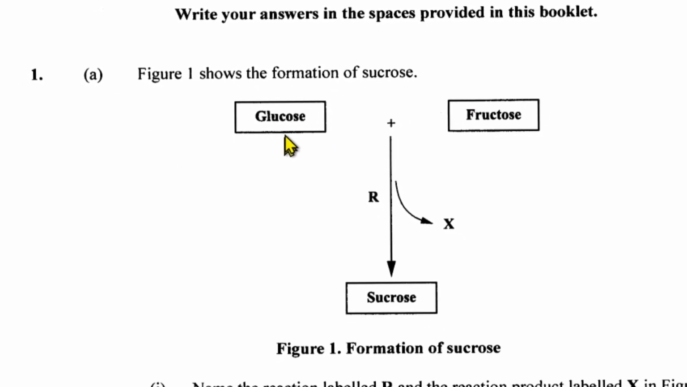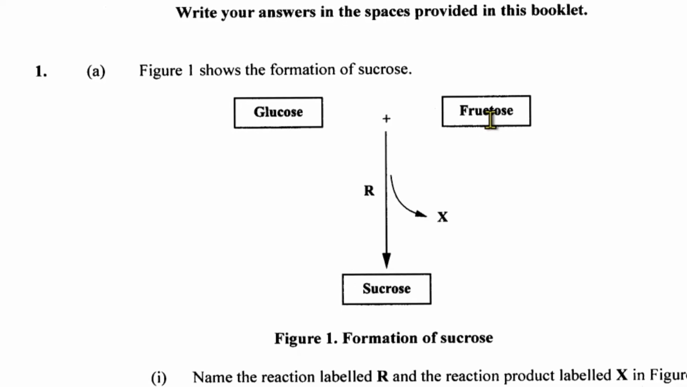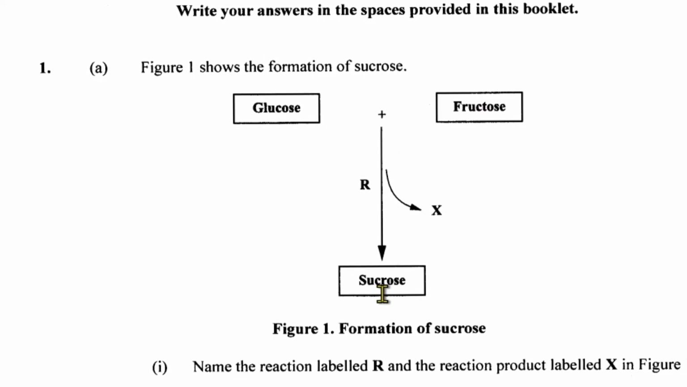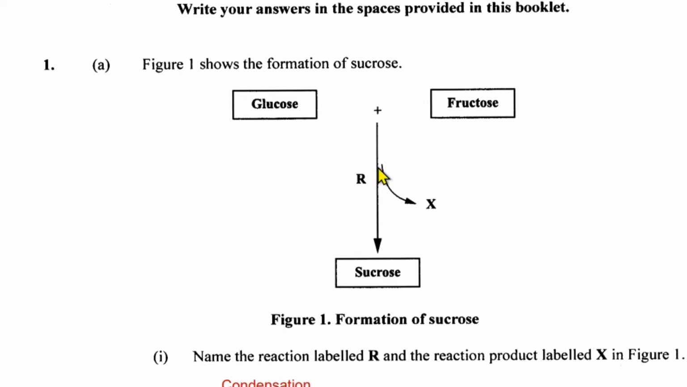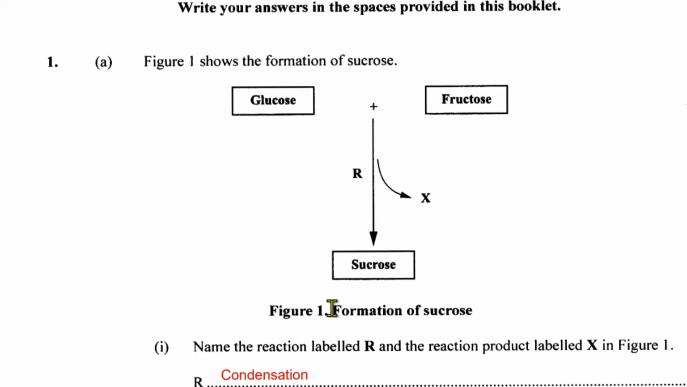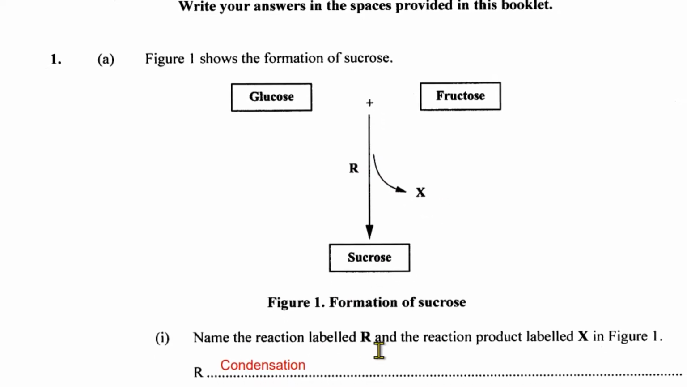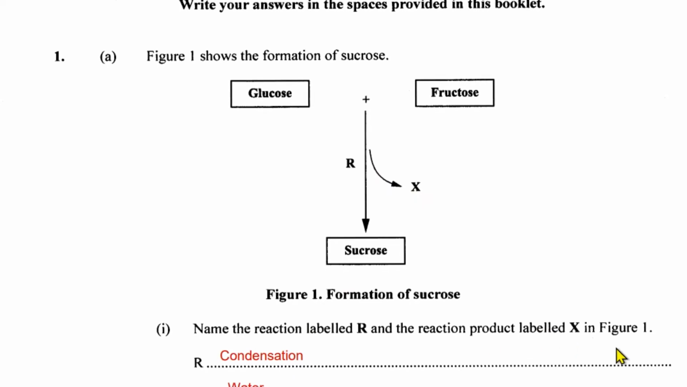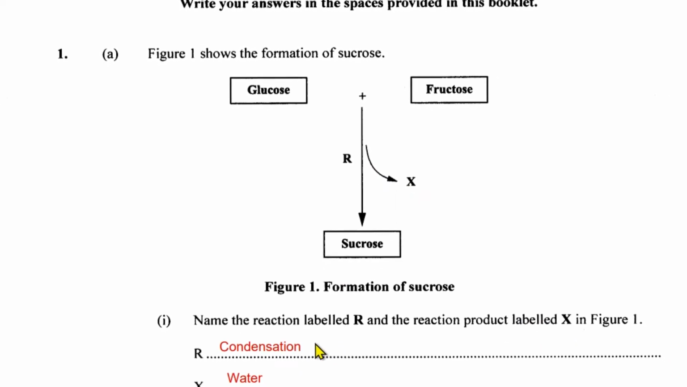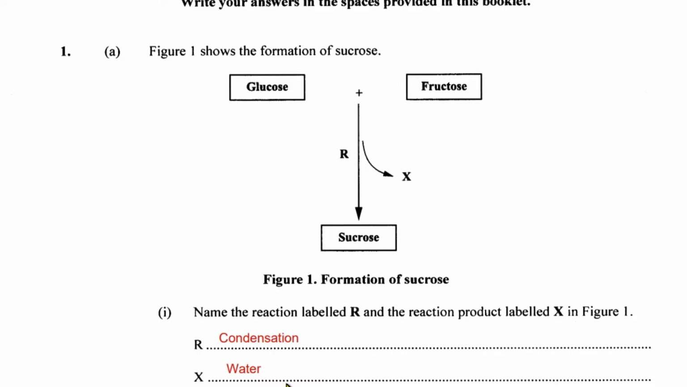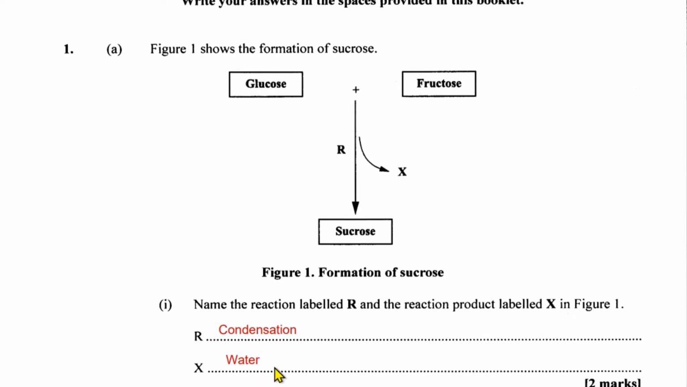So here we have two molecules, glucose and fructose, and this is going to form sucrose due to a reaction R, and this is also going to let out a substance X. Name the reaction labeled R and the reaction product labeled X in figure 1. Reaction R is called a condensation reaction, and the substance X is water.